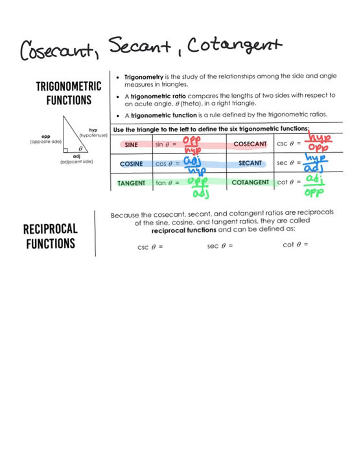Because the cosecant, secant, and cotangent ratios are reciprocals of the sine, cosine, and tangent, they are called reciprocal functions. CSC is the abbreviation of cosecant, and that is equal to 1 over the sine. SEC is the abbreviation of secant, and that is equal to 1 over the cosine.